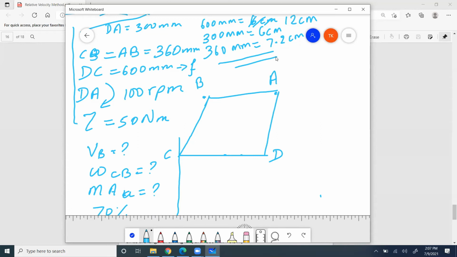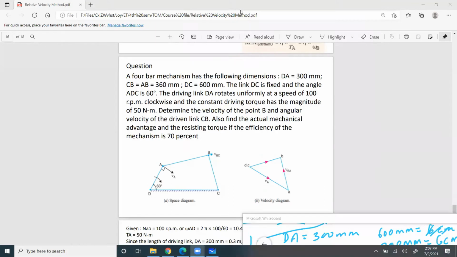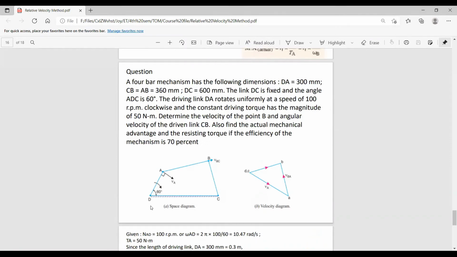So now I will explain with what I have already drawn. Here I have CD, and CD is equal to 600 millimeter, and DA is 300 millimeter. CB and AB are 360, and this is rotating with an angular velocity of 100 rpm.